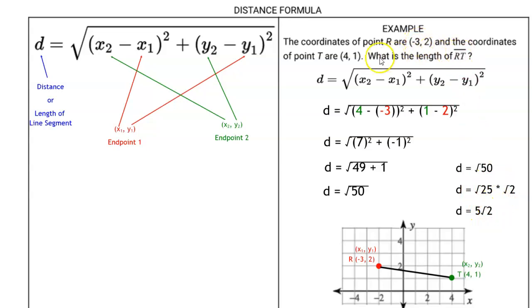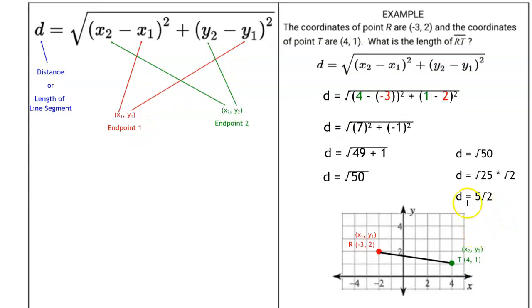Now, remember the question is, what is the length of RT? And the answer is that RT is 5 radical 2 units. I know that doesn't sound like a number to you, but 5 radical 2 is an exact simplified radical answer, so it's totally fine for me. So we'll label this answer as the length of RT is 5 radical 2.